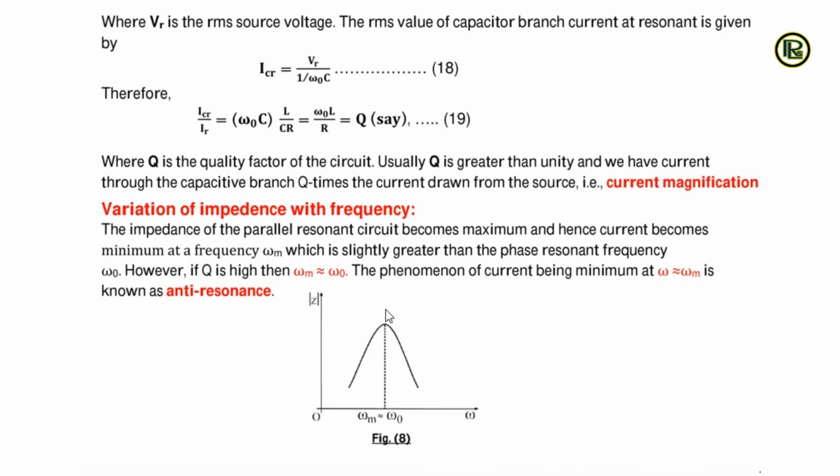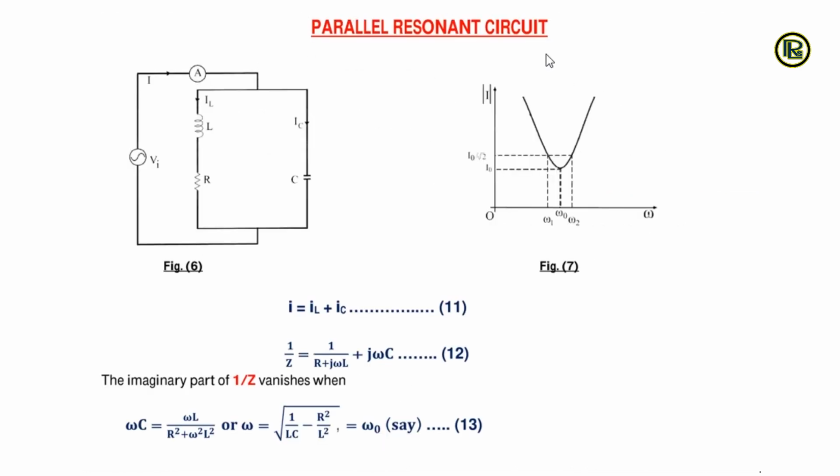And here I show you how the impedance varies with frequency. It's opposite to the current variation: as current is minimum at omega 0, or at an intermediate frequency nearly equal to omega 0, the impedance becomes maximum. That's why we get this kind of curve. This nature tells us the phenomenon of current being minimum at omega equal to omega m.